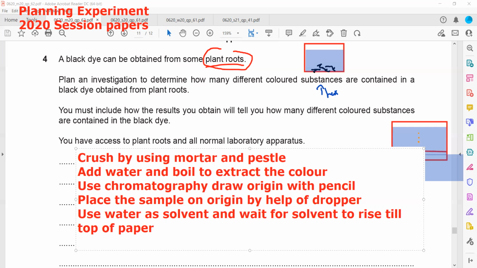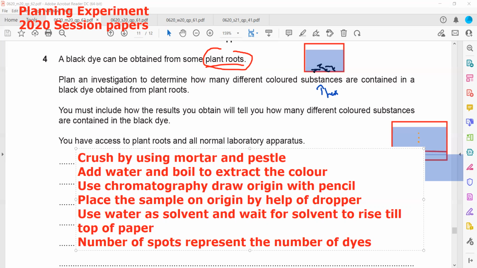And how will we know how many different colors are there? The number of spots represents the number of colored substances, or we can say dyes.